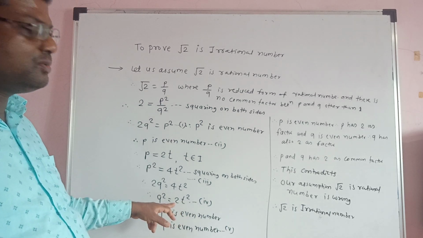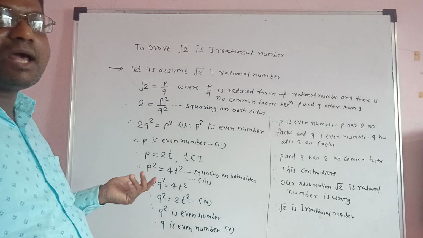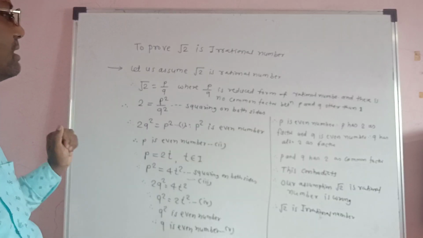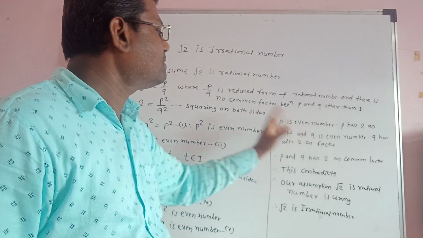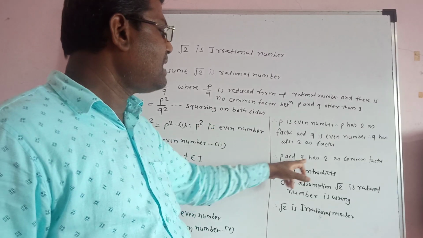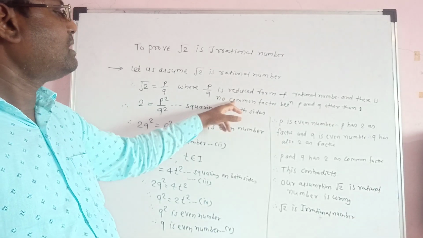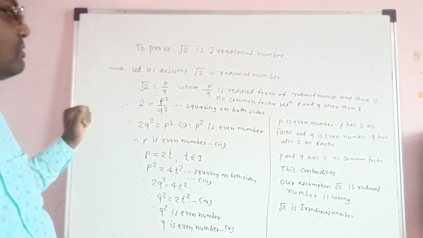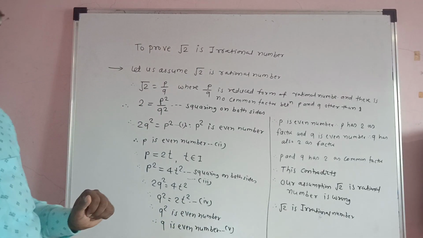Here t square is multiplied by 2, therefore 2t square is an even number. Therefore q square is also an even number. And the square root of an even number is always an even number. Therefore square root of q square, which is q, is also an even number. In this way p is an even number. So any even number has 2 as its factor. So p has 2 as a factor, and q is also an even number, so q also has 2 as a factor. So p and q have 2 as a common factor. But we have assumed that p and q have no common factor. Therefore this contradicts. Therefore our assumption that root 2 is a rational number is wrong. Therefore we can say that root 2 is an irrational number.